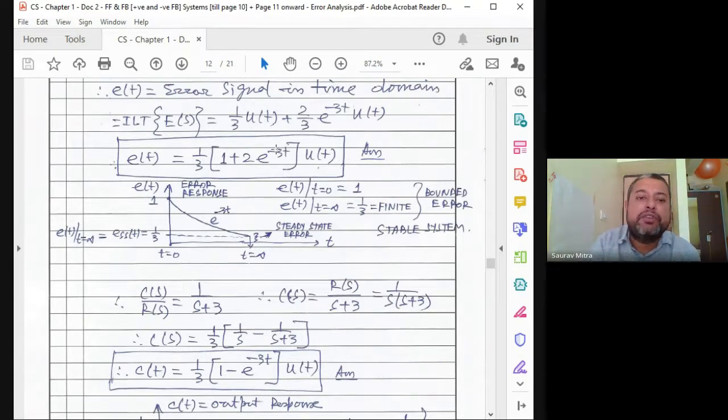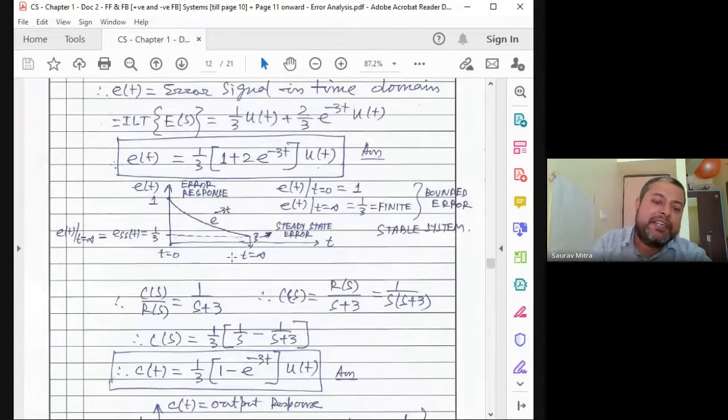So at t is equal to infinity, if you substitute t is equal to infinity, what you will find is this part is going to become 0. This is a kind of transient part, and this other part is actually the steady state part. So there are two parts in the error. One is the steady error and the other is the time dependent error. This time dependent part of the error is diminishing as time is increasing. So at t is equal to infinity, this part is 0. So how much is the error remaining? Error remaining is 1 by 3.